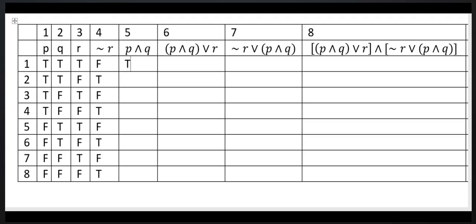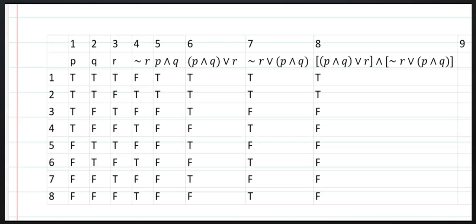P and Q. Then with R, (P and Q) or R. You can check it also. Now the negation of R or (P and Q), that is the fourth and fifth, or between four and fifth. And last is AND between six and seven. TT is T, TT is T, TF is F, F. You can see this also here.